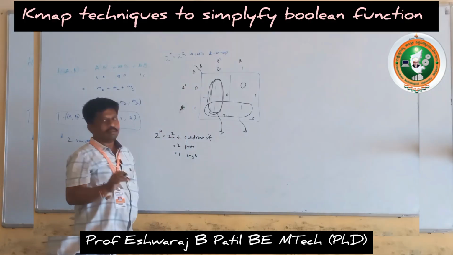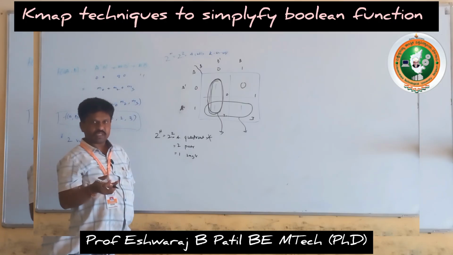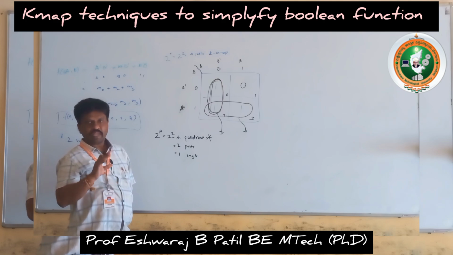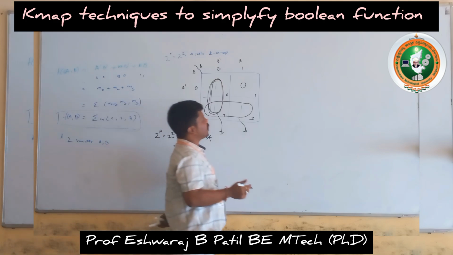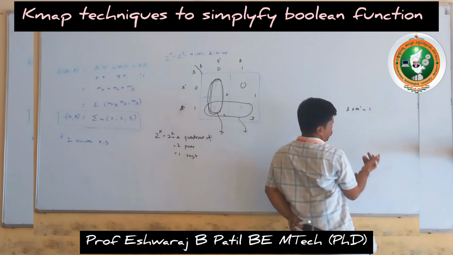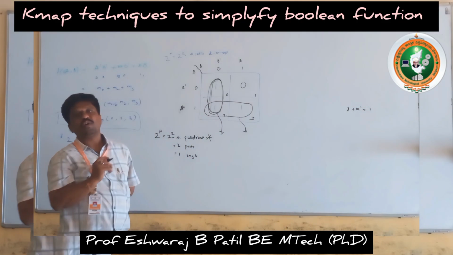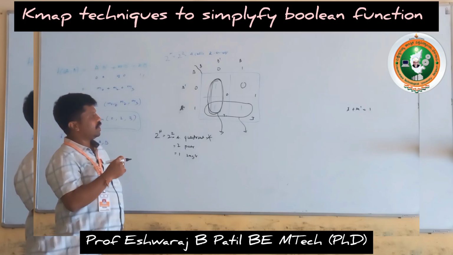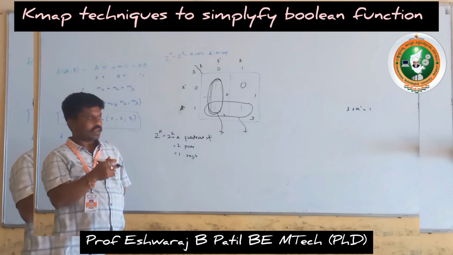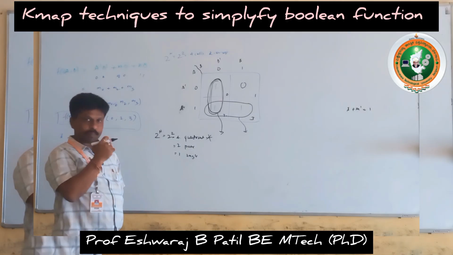The literal or variable which is going to change states from complement to uncomplement, uncomplement to complement, that is to be eliminated. That's because we have a plus a dash, which is what? 1. This is the identity law. If any variable is changing its state, that variable is to be eliminated. The variable which is constant is to be considered while grouping for minimizing.